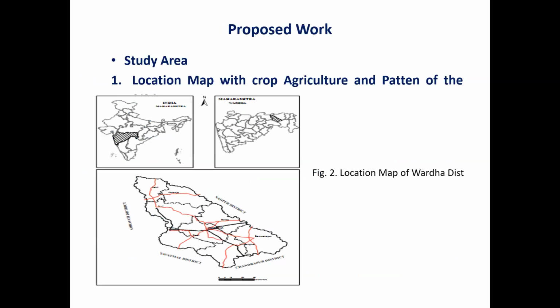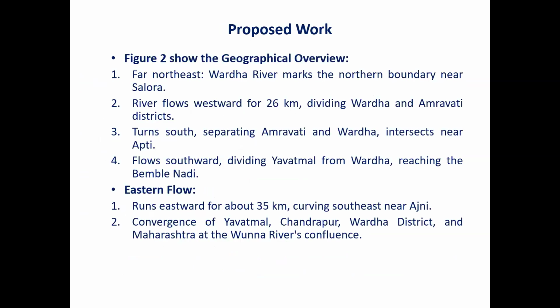For the proposed work, here I am showing a map, the location map of Vardha district, which is the cropped agriculture area. This is Vardha district, a map belonging to Maharashtra. As you see, the figure shows the geographical overview. The Vardha river is also here. This is the general introduction related to that map, which is separated in the form of Amravati and Vardha. There are also various farms in Yavatmal, Chandrapur, and Vardha district, Maharashtra.